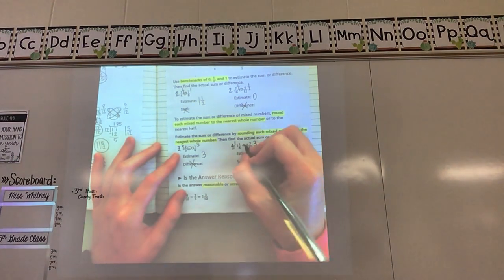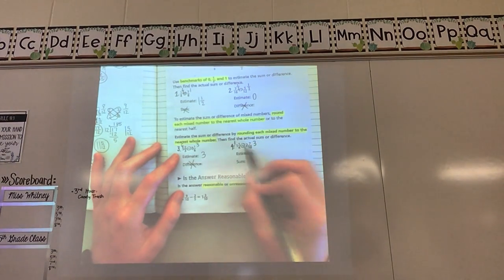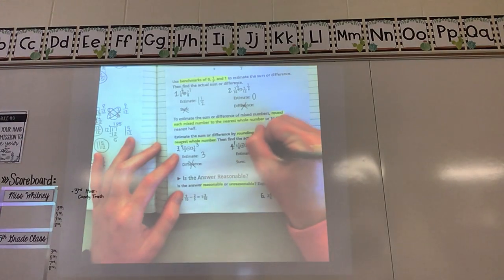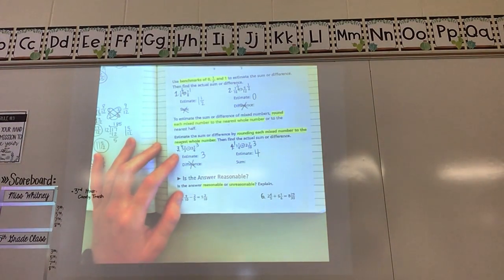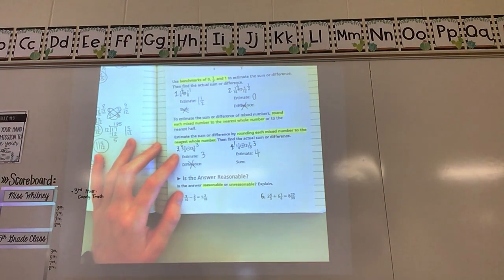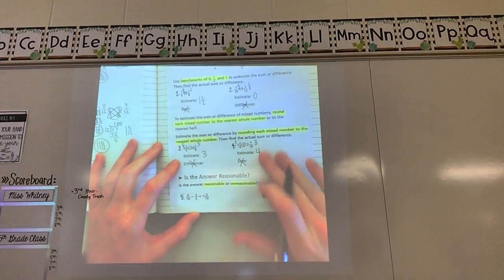All right, I look at my sign. It's asking me to add those. What is 1 plus 3? 4. So my estimate tells me when I find my real answer, it should be close to 4 because that's what I estimated that it would be, about 4. Okay, remember, we're not finding the real answer today, but we could. We're just focusing on our estimation.